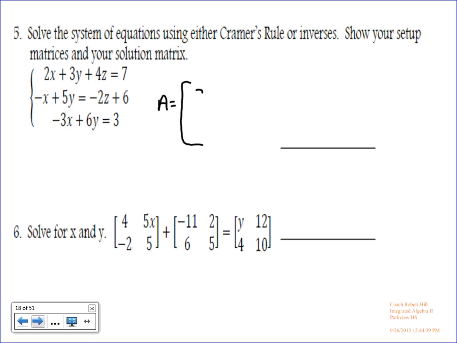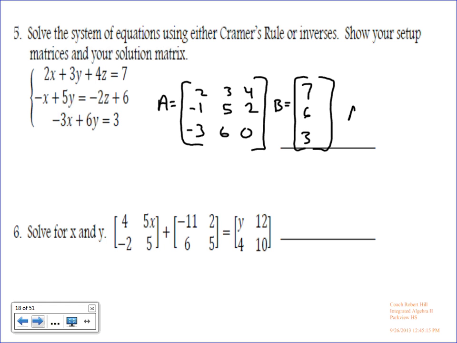2, 3, 4. 1. Look at that. -1, 5. Don't get tricked. Look where it's at. That's on the right side of the equal sign. So the first thing I can do is move it over to the left side of the equal sign, and that gives me 2, like she said. -3, 6, 0. That's matrix A. Matrix B is my answers, 7, 6, 3.